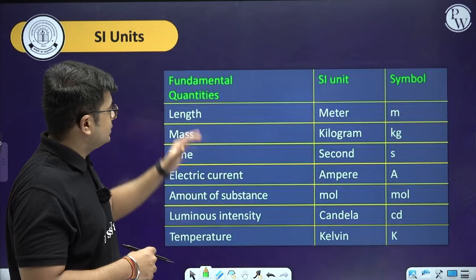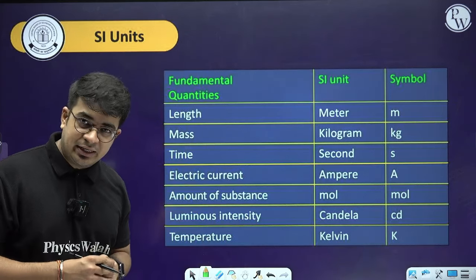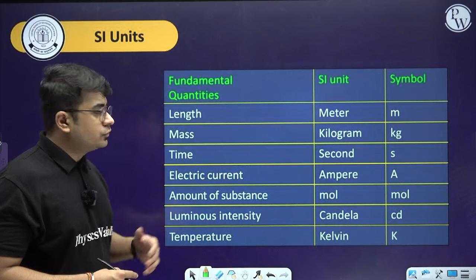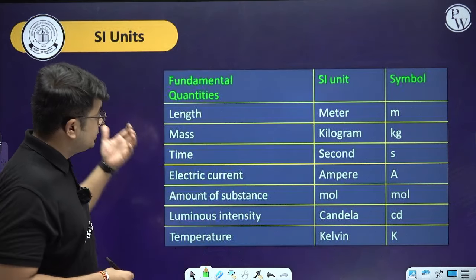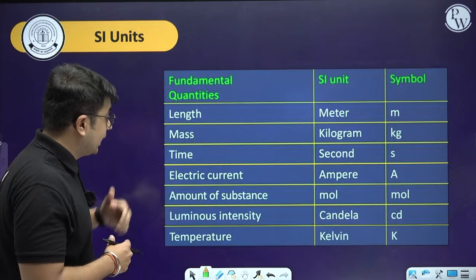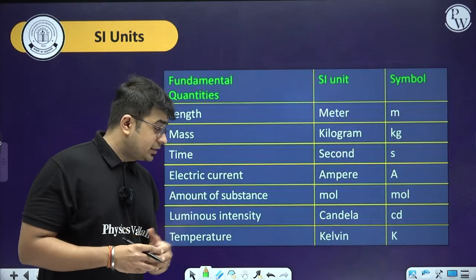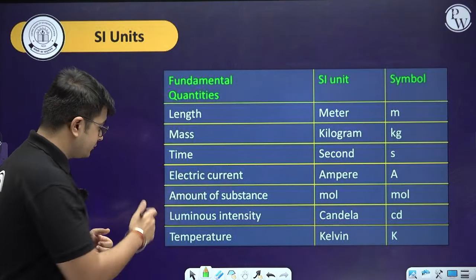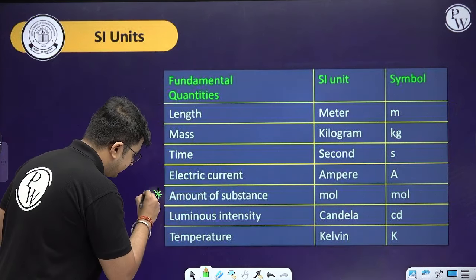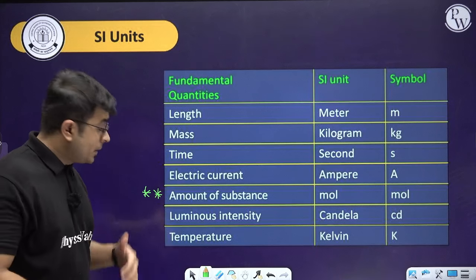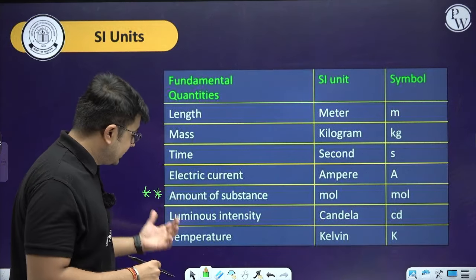Okay, so these are 7 fundamental quantities, you all know very well. First of all we have length, then mass, then time, then electric current, then amount of substance, which is very important from the chemistry point of view. Then we have luminous intensity, then temperature.